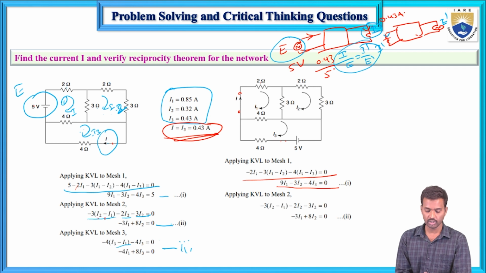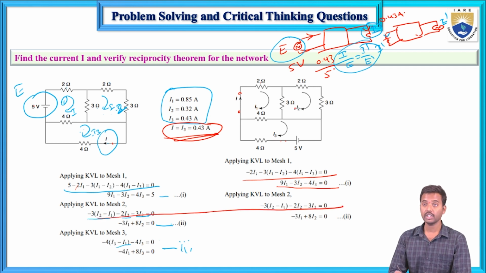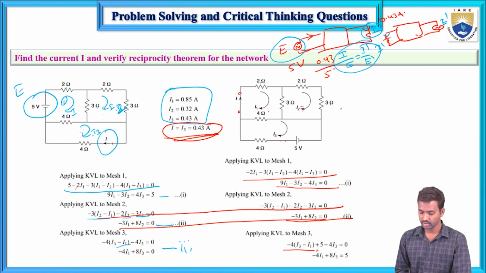If you apply KVL, the same equation is here: 3 into I2 minus I3 minus 2 into I2 and 3 into minus I2. The simplified equation is the same thing: minus 3I1 plus 8I2 equals 0. Now the third equation: if you apply KVL in this loop, 4 into I3 minus I1, and plus 5 and minus 4I3. The simplified equation is minus 4I1 plus 8I3 equals 5.